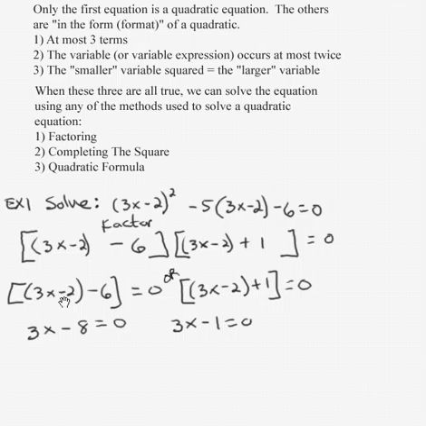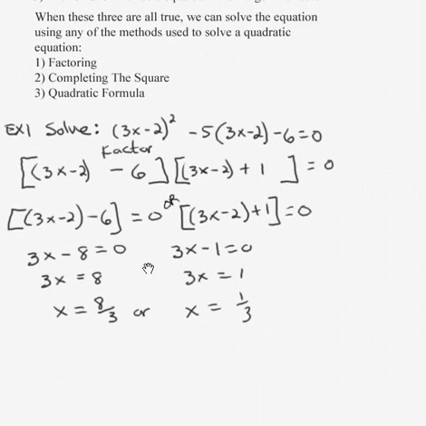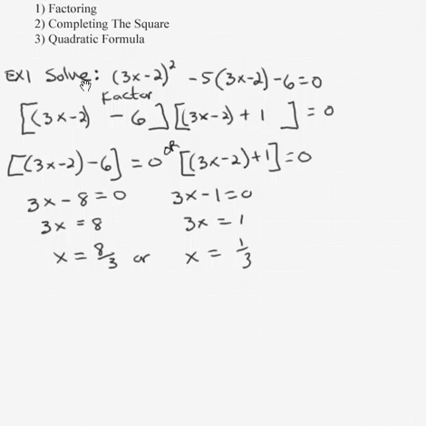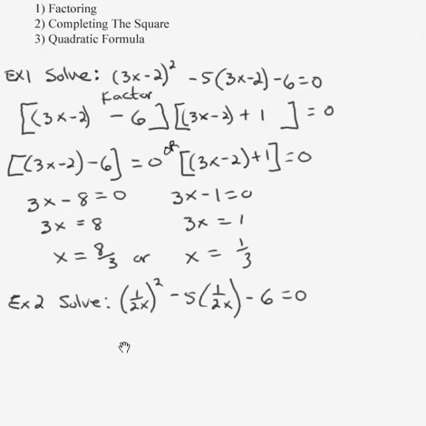So the 3x minus 2 minus 6 is 3x minus 8. That's equal to 0. 3x minus 2 plus 1 is 3x minus 1. That's equal to 0. Add 8 to both sides on the left. Add 1 to both sides of the equation on the right. For both of those equations, divide everything by 3. And we get our 2 solutions, 8/3 or 1/3. So even though it was not a quadratic equation, it was in the form of a quadratic, and we used the factoring method to solve and find our 2 solutions.